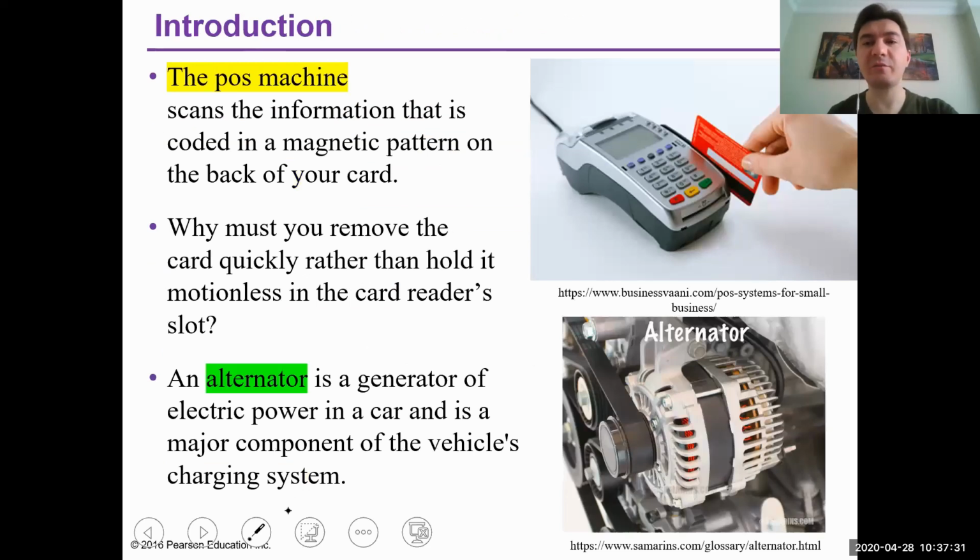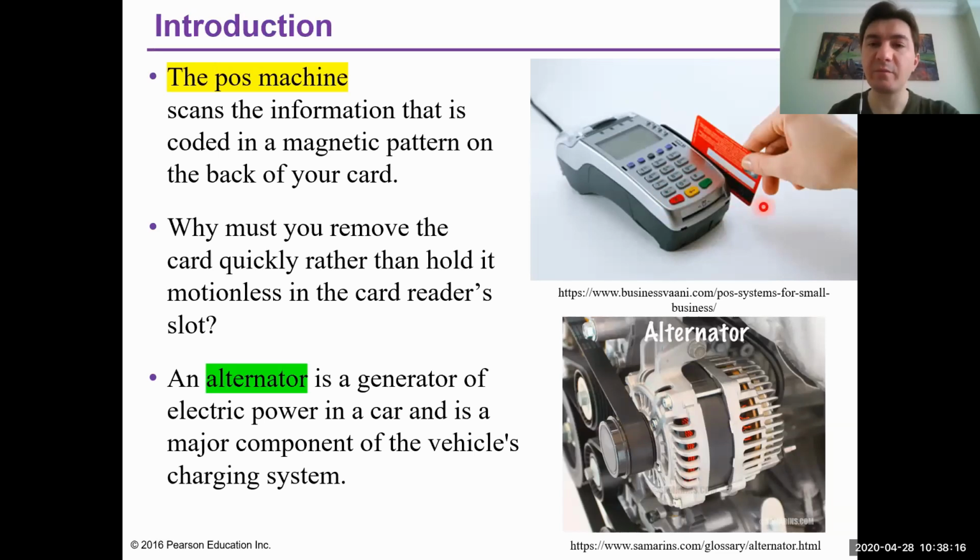So here you see two pictures. One is a post machine, the other one is an alternator within the cars. So what we have within the post machine, here you see a credit card, or bank card, and here you see a black ribbon on the card, this one. So there are more or less three ways to use post machines with the cards. One way is there is a chip on the other side of the card, and you can insert the card into that place, and then you can pay whatever you buy.